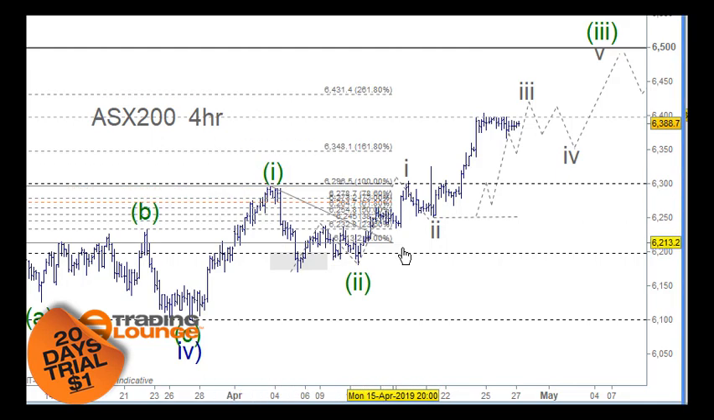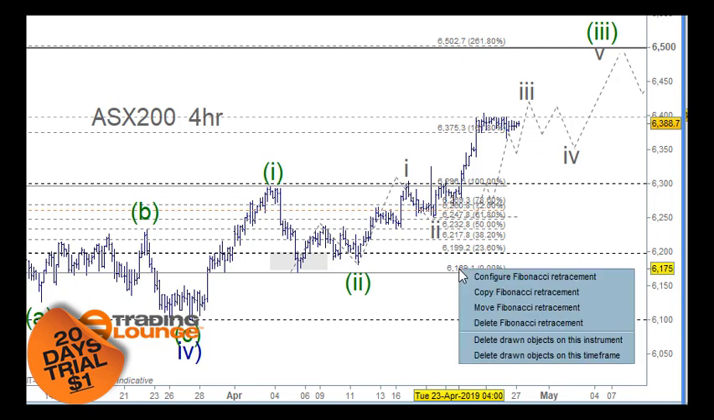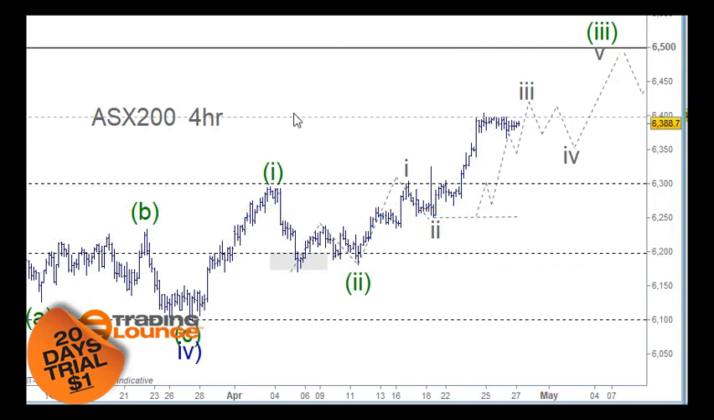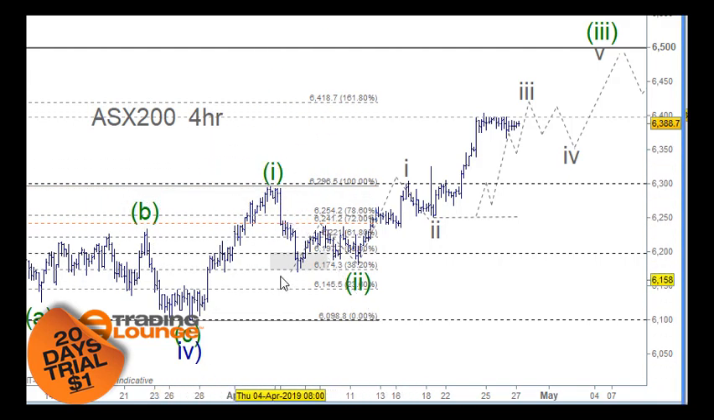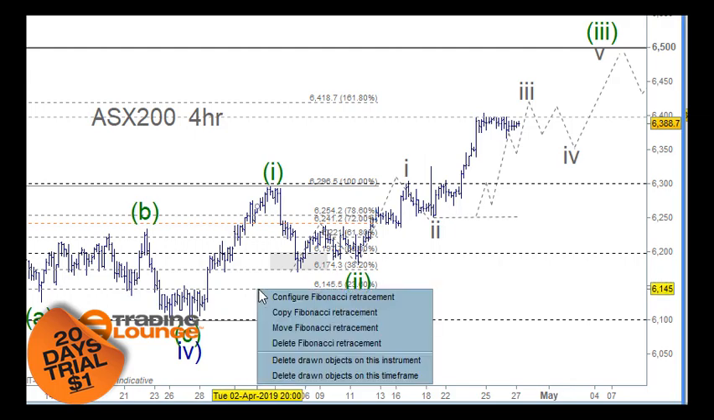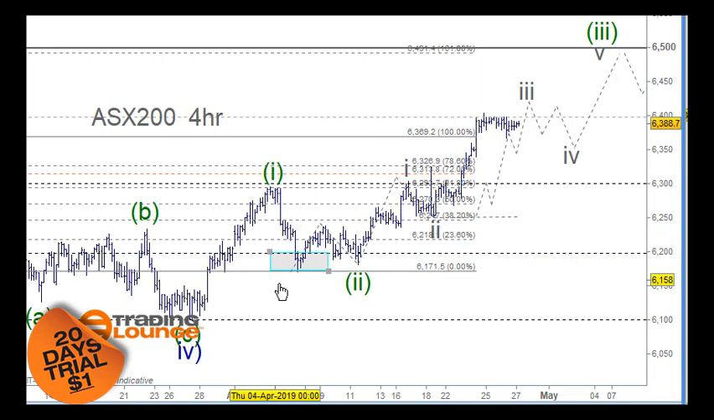So we can look at this to here, to that current low, and we can look at the 161 here, and also the 261 here as a target area as well. The other way to get the length of wave 3 is by taking this whole length here, and then moving this and putting it on the low of wave 2 here, and looking at the 161 here, which still takes us up to the 6,500 area through here. So that's really where we're looking.